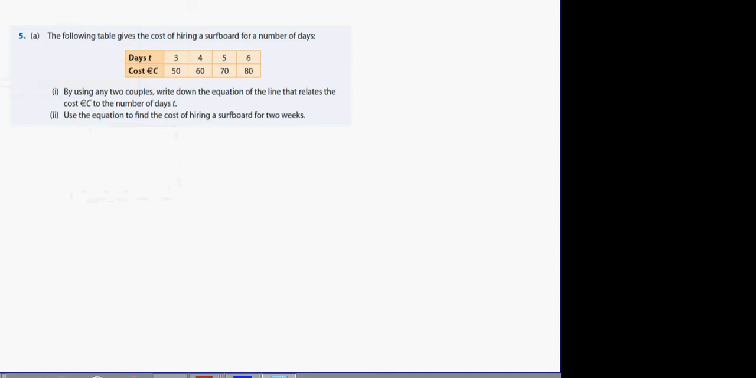Which is test cell 23, question 5. What it says is, we're using any two couples. What is a couple? A couple is input followed by output. So name an input. An input could be 3 and 50. 3 is the input, 50 is the output, and then finally the next one would be 6 and 80.